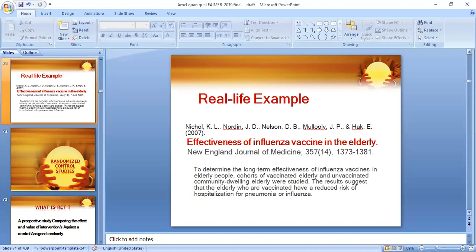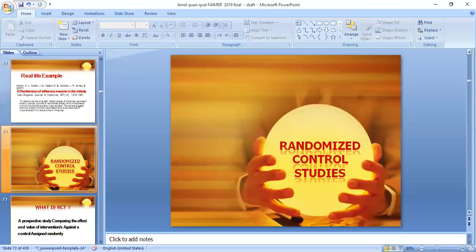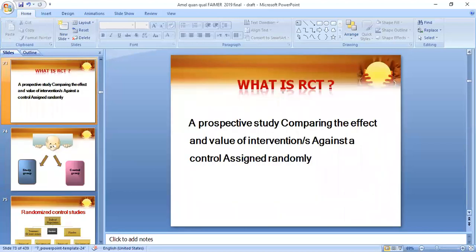So this is an observational study and it is called a cohort study. This is a real example. They studied the effectiveness of influenza vaccine in elderly patients in New England. Some elderly received the influenza vaccine, another group didn't receive any influenza vaccine, and they evaluated the patients after some time, to see how many in this group or that group had an influenza attack during the season.